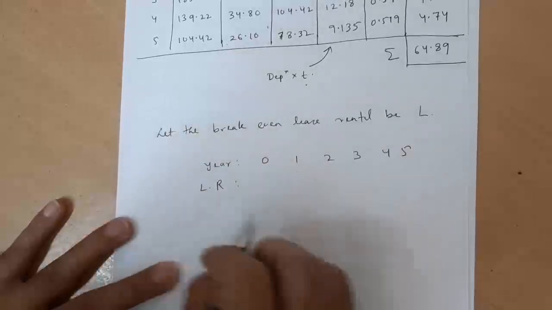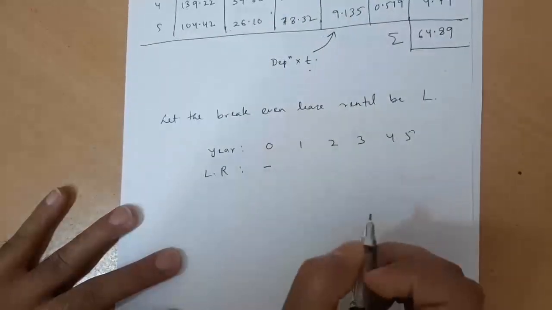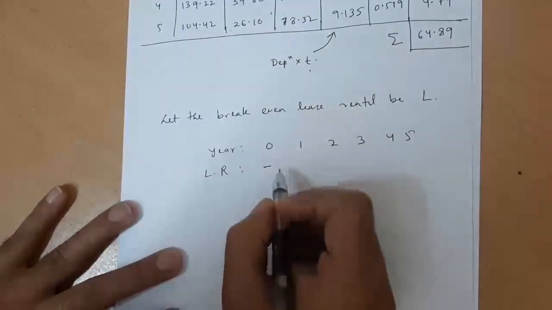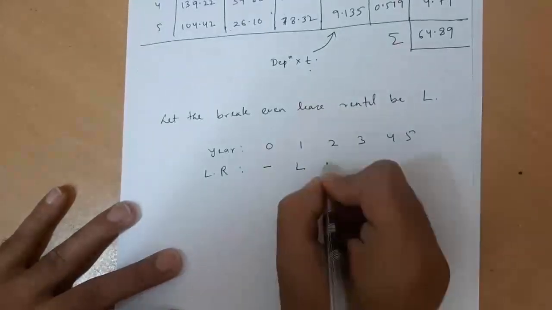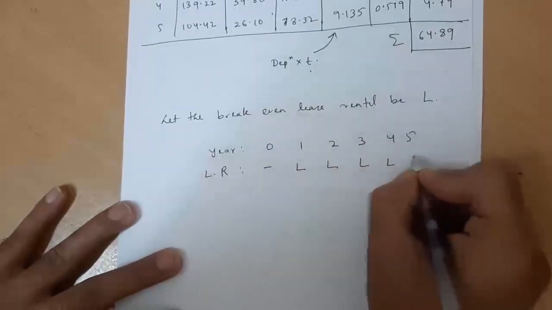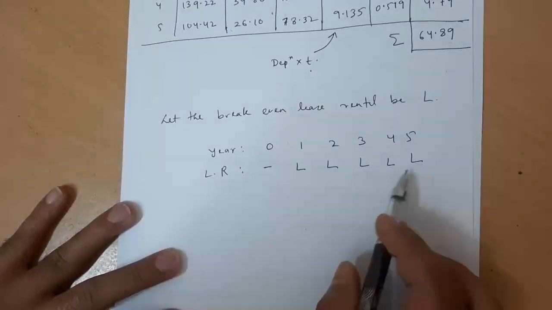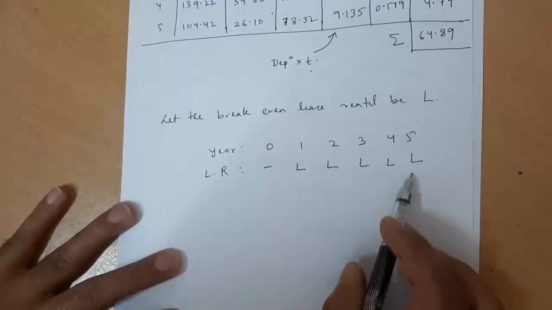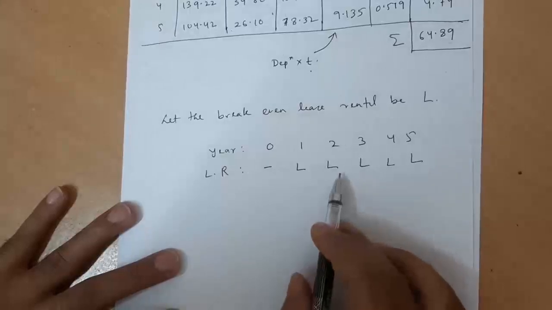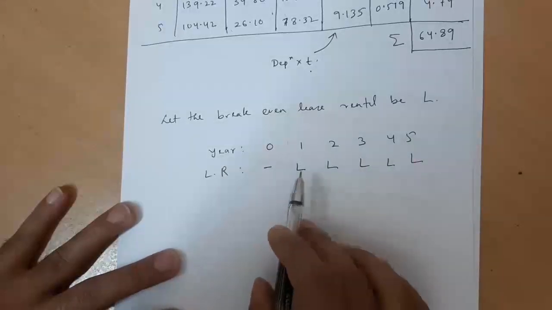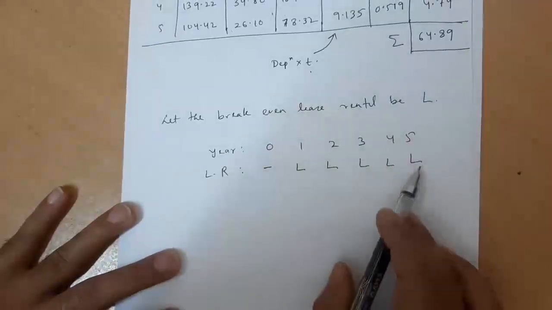Lease rental, how are you going to pay? In year 0, no rental. First year L, second year, third year, fourth year, fifth year. So from 1 to 5 years, it will be L amount that the lessee is going to pay to the lessor. Okay, so the lessor will get this L amount from first to fifth year.